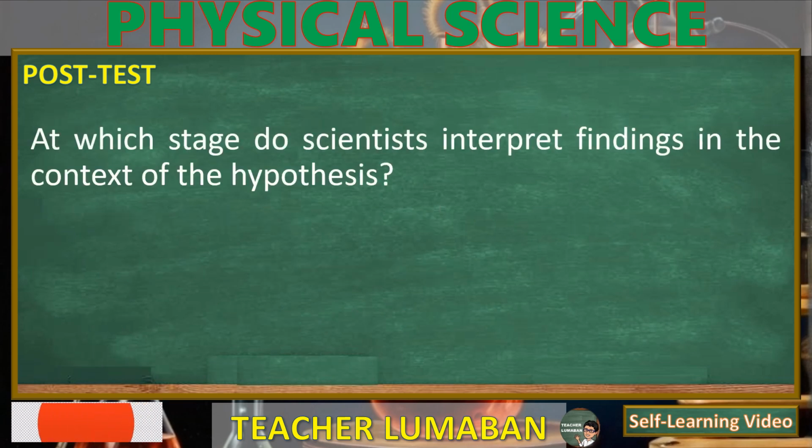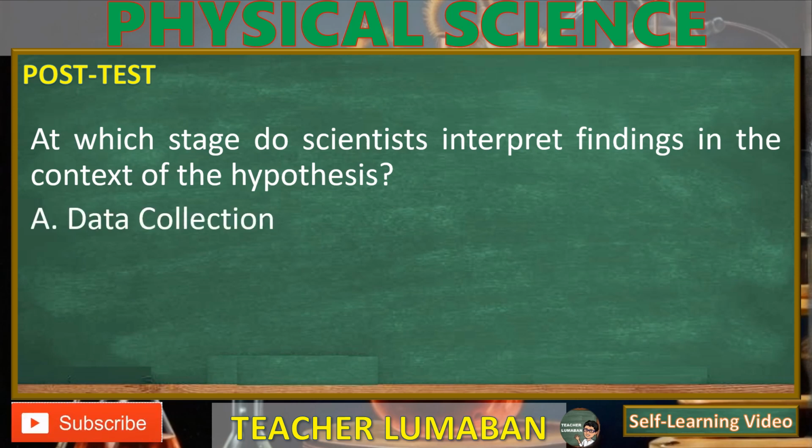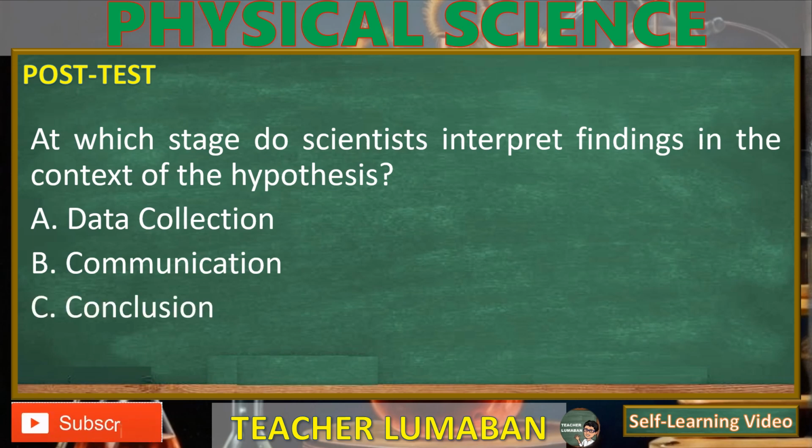At which stage do scientists interpret findings in the context of the hypothesis? A. Data collection. B. Communication. C. Conclusion. D. Experiment.